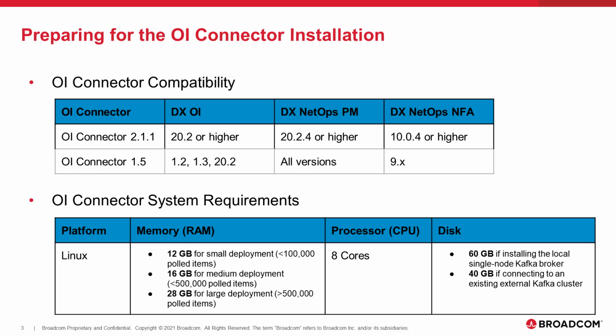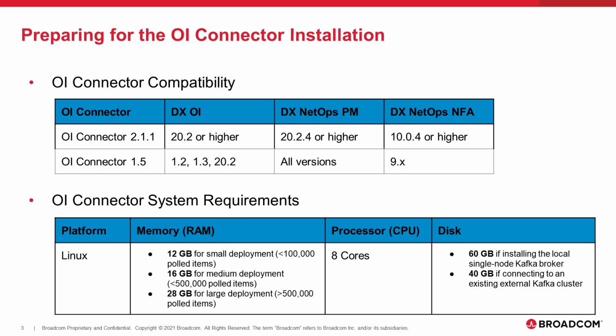This latest version of the OI connector introduces some pretty significant underlying changes with regard to the introduction of the Kafka data bus as a means of more effective and more performant metric publishing. So that really forces the need to be up on these later versions of these products. At the same time, the previous version of the OI connector, 1.5, does support the versions that you see here as well.